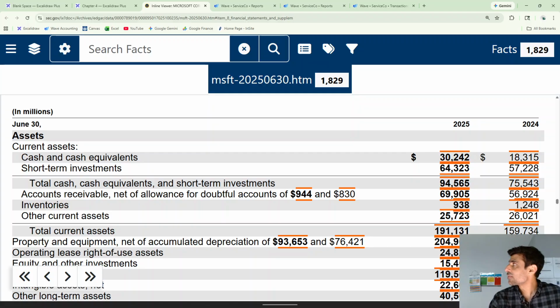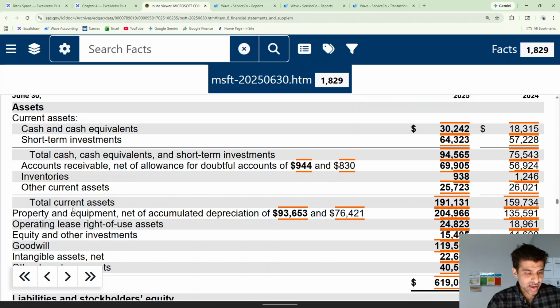Accounts receivable, these are from their customers. A little more difficult. It may take 30 days or 60 days or something to collect these. Inventory, the least liquid of their current assets. And then they have a bunch of other current assets. We'd have to read the financial statement notes to know exactly what that is. And you can see that the total current assets is given.